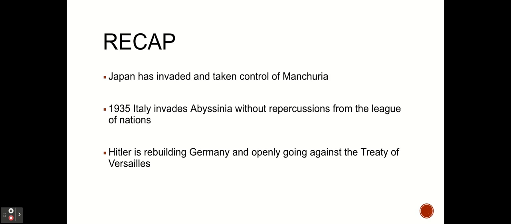Just to think back on what we have looked at so far. Japan has invaded and taken control of Manchuria. In 1935, Italy invaded Abyssinia without repercussions from the League of Nations. And Hitler is rebuilding Germany and openly going against the Treaty of Versailles, remembering that the Treaty of Versailles was one of the key causes of the beginning of World War II.